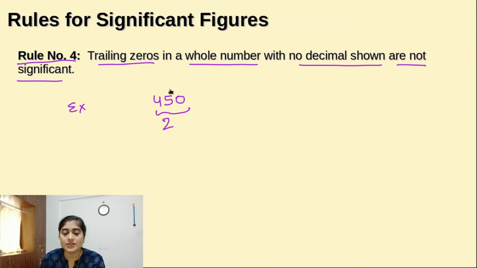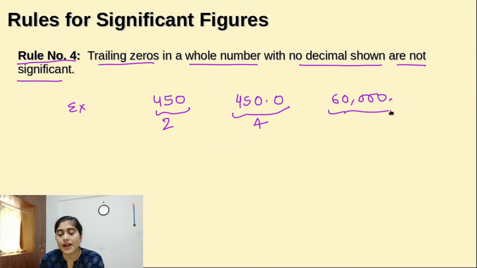Trailing zero means it comes at the end of the value, in a whole number, a complete number with no decimal shown. But if I give the value 450.0, then all of these come under significant figures. Suppose I give 60,000 with a dot, like this. Then all 5 digits are significant figures. But if I give 60,000 without the dot, only one digit is significant.